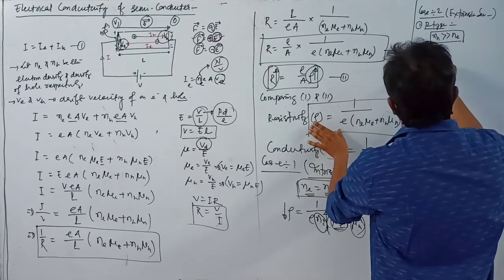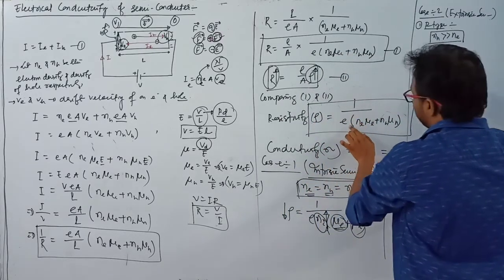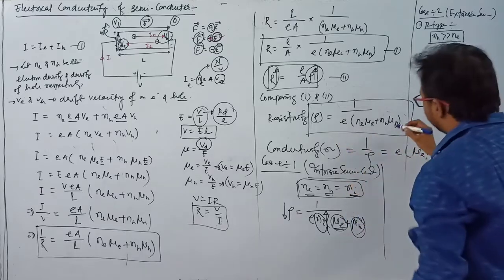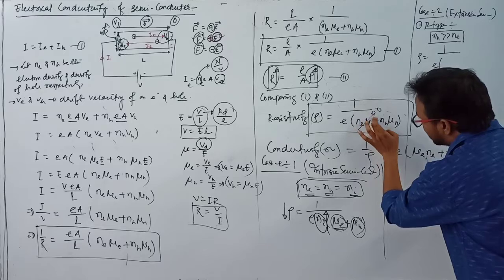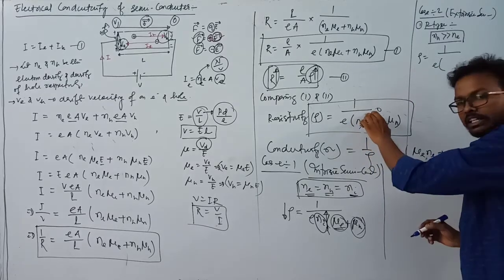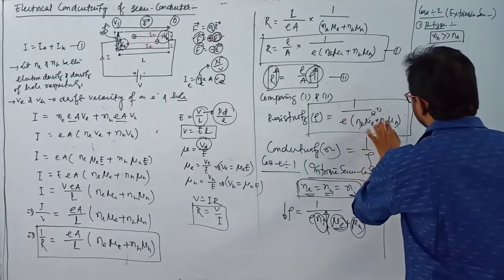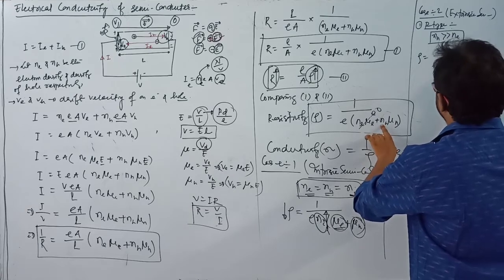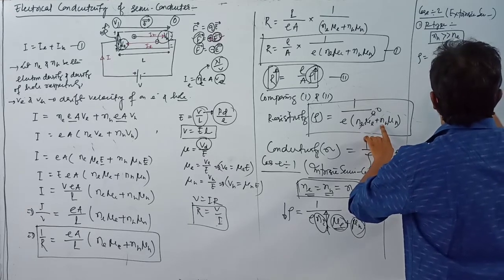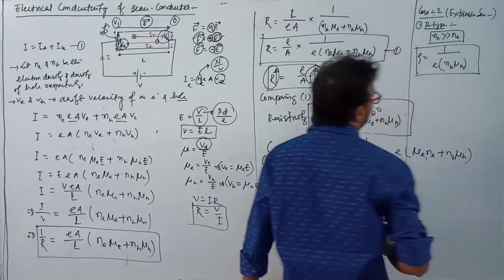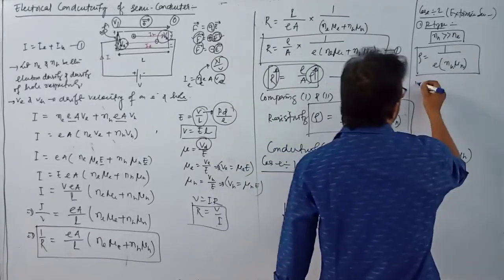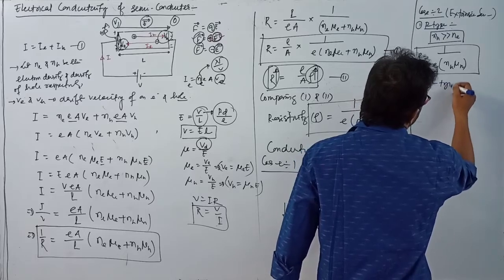So in this case, the resistivity of the semiconductor can be written as 1 by e into Nh mu_h. The electron term we can cancel, because if we compare it with the total, that term will be negligible. Clear? So the remaining part is Nh mu_h. This is the resistivity of a p-type semiconductor.